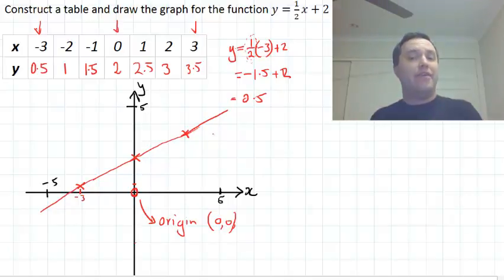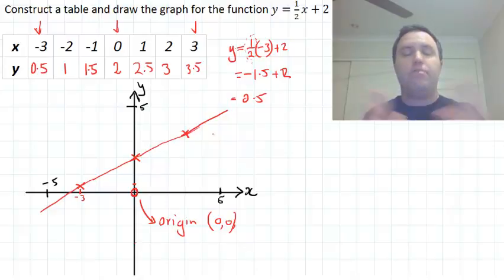Again, with a lot of this algebra stuff, the number one thing you can do is practice, practice, practice. Plenty of examples for you to have a look at in your exercises.